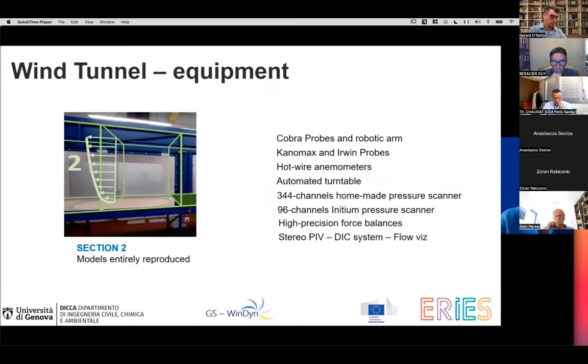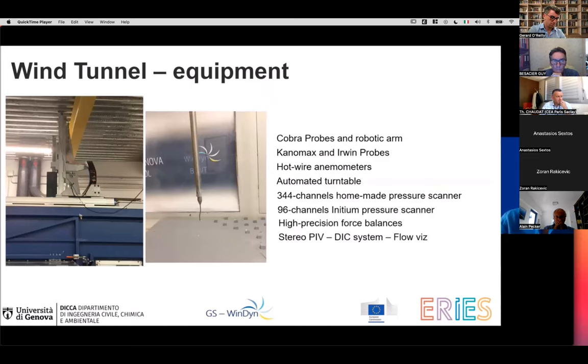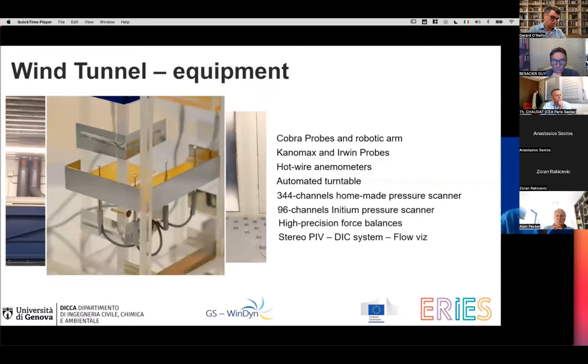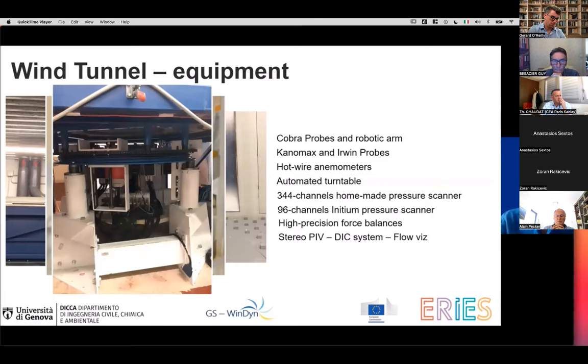The main equipment related to the ABL working section, section two, concerns Cobra probes, which can be used also in dynamic and static tests, and the robotic arm for automated movement of the probe, Cannomax and Dantec probes, hot-wire anemometers, an automated turning table, two pressure measurement systems, a 344 channels one and a 96 channels PSI, the latter also usable in section one, high precision force balances, a new specifically designed static grid able to simulate thunderstorm wind profiles, and also in this case, the possibility of performing flow visualization and to use stereo PIV and DIC systems.